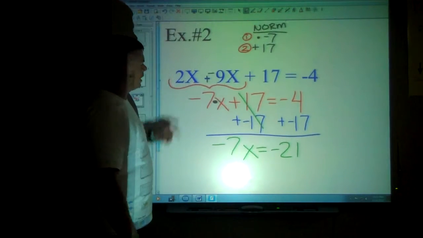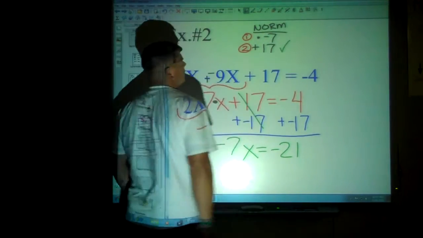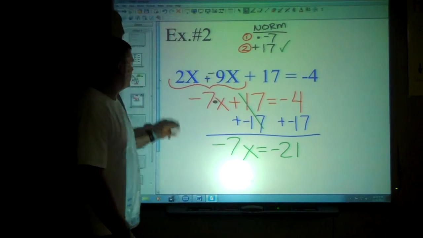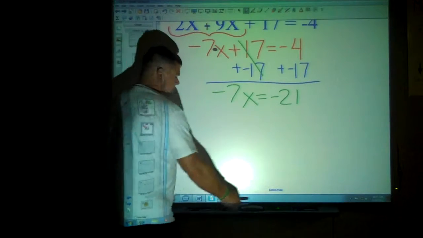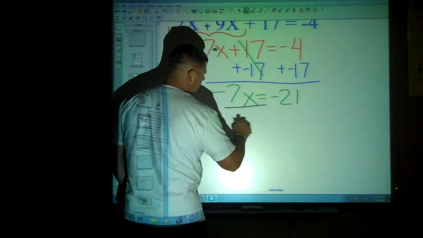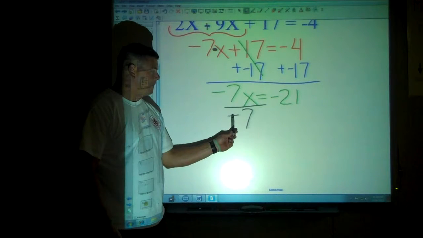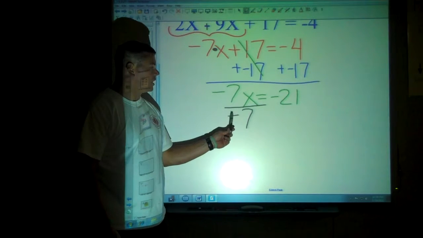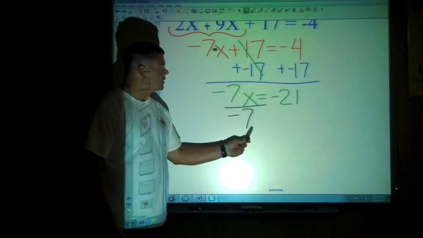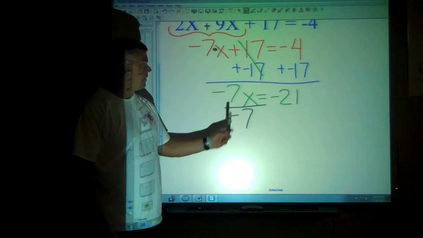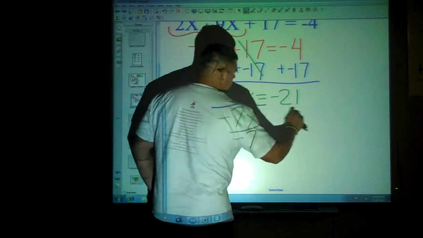So I go back up here, I just took care of the plus 17. Now I've got to take care of this multiplying by negative 7. The opposite of multiplying by negative 7 is to divide by negative 7. Watch out right here. A really common mistake is people put a positive 7 because they think it's opposite. You don't want it to be opposite, you want it to be exactly the same. When it's addition or subtraction is when you want it to be opposite, but not for division and multiplication. What you do to one side, you must do to the other.